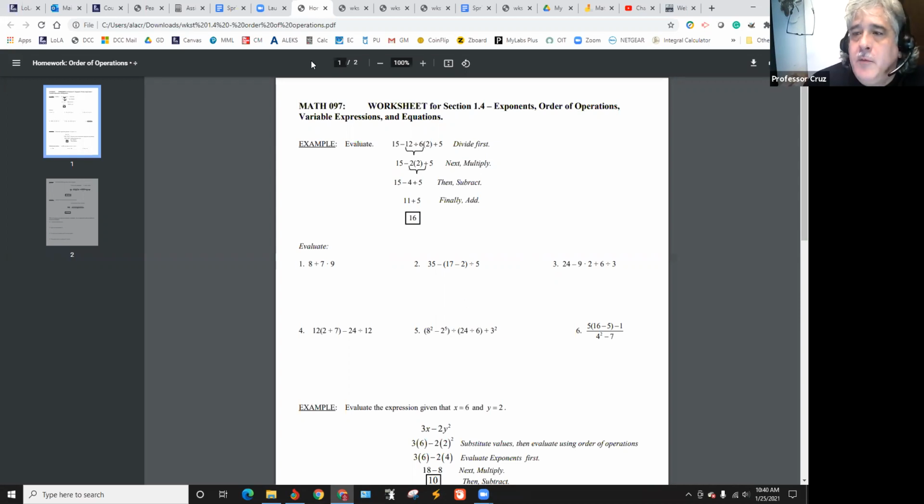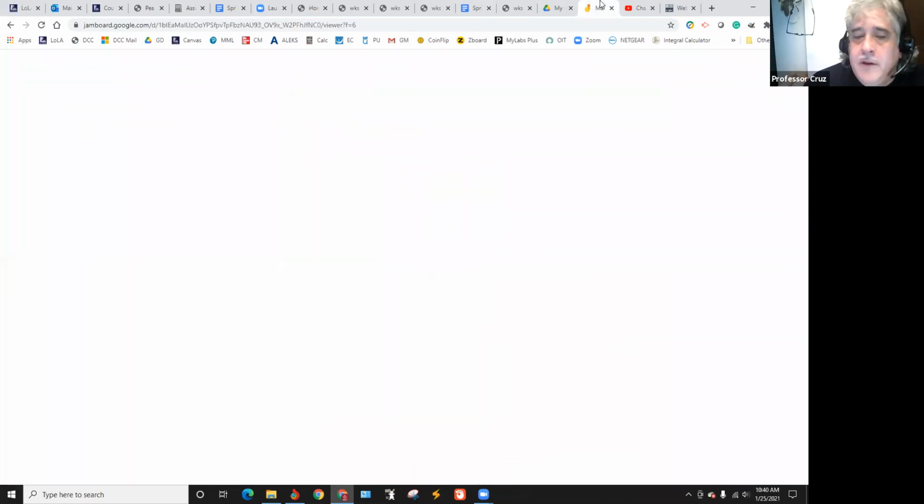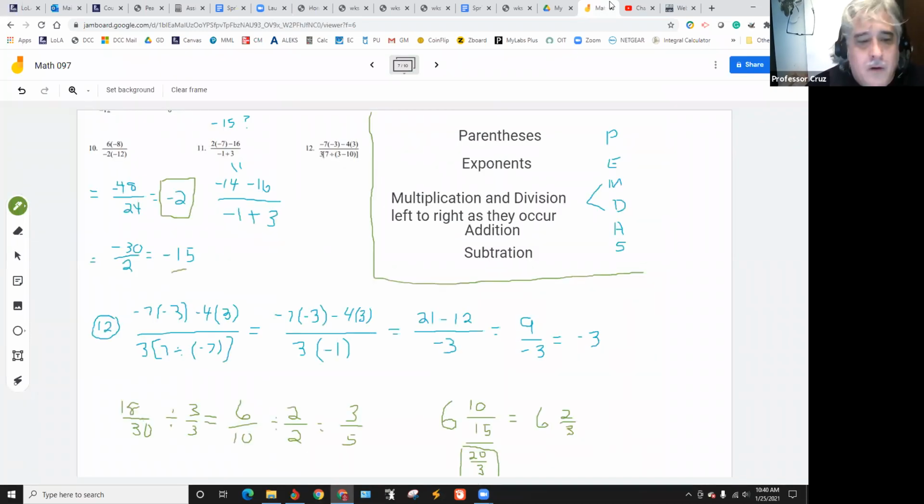All right. So remember what I had showed you about this memory tool that a lot of people have dealt with, PEMDAS. Please Excuse My Dear Aunt Sally is what I've heard it as. I know there are probably different ways to say it. It's just a way to help you memorize the order.